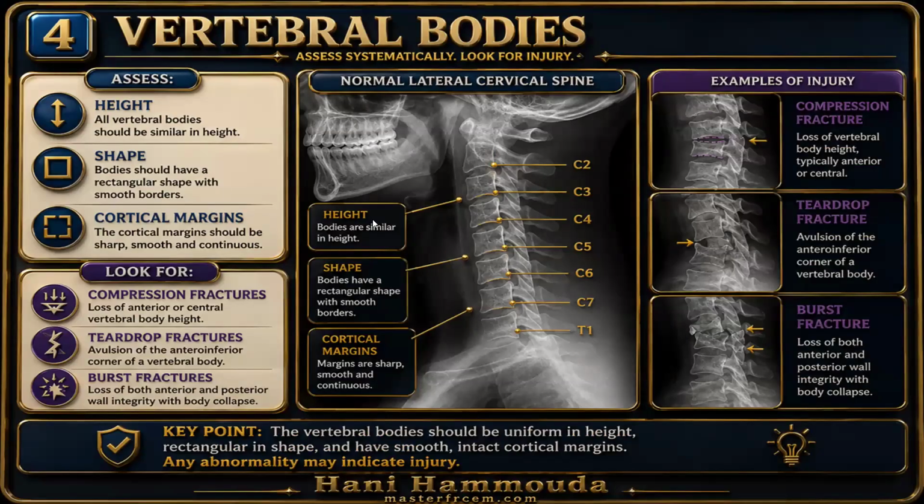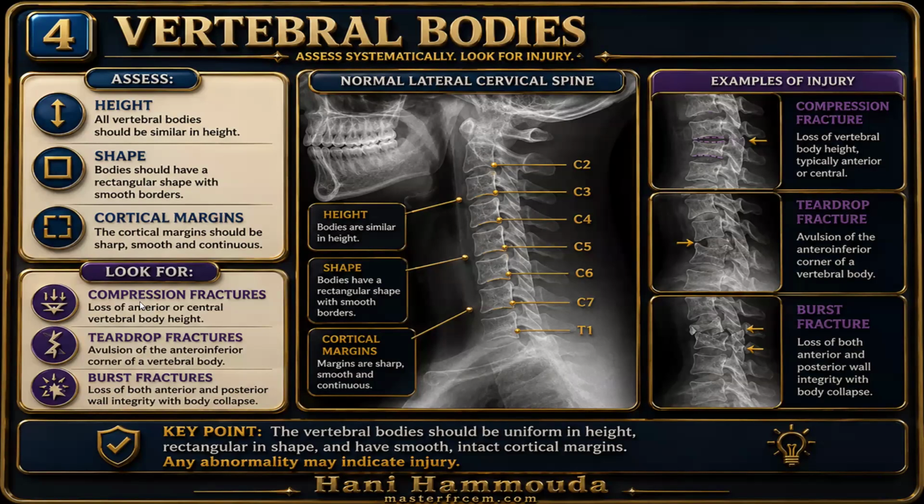Then vertebral bodies or bones, you will check the height. We said height, front, back, and the center also. The shape should be quadrangle, rectangles. Okay. Then cortical margins. So you will check the cortex. Cortex here, cortex here, cortex here, cortex here. Should be shining white. Okay. You will look for any problem.